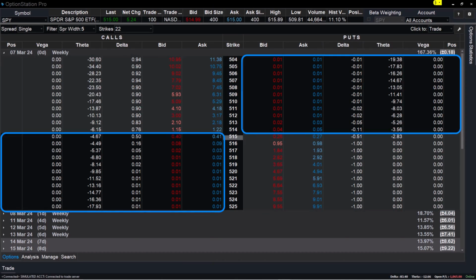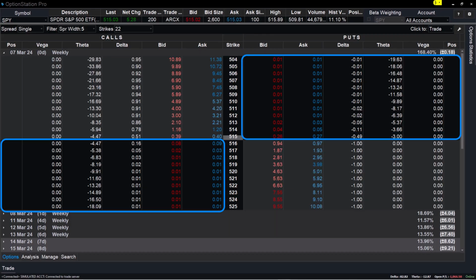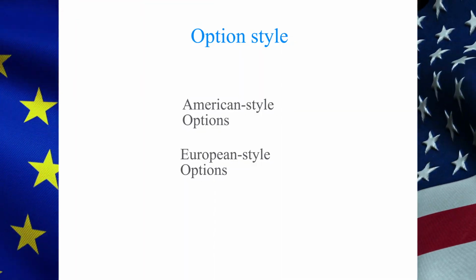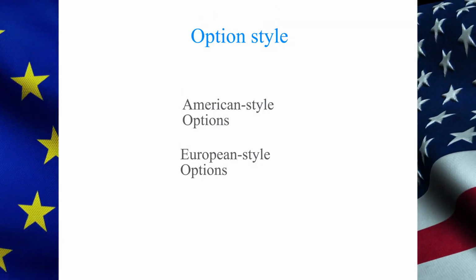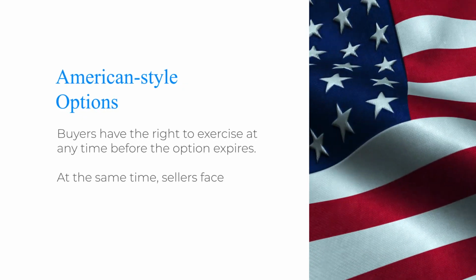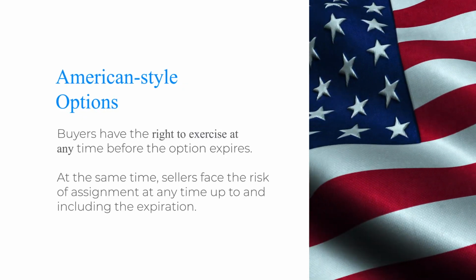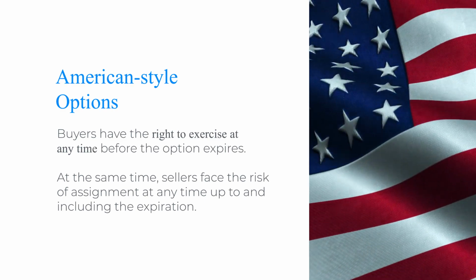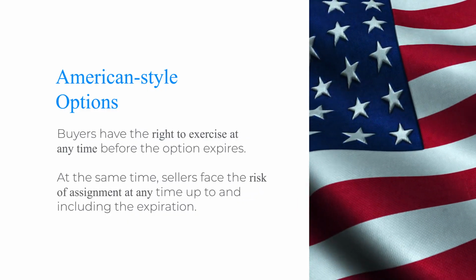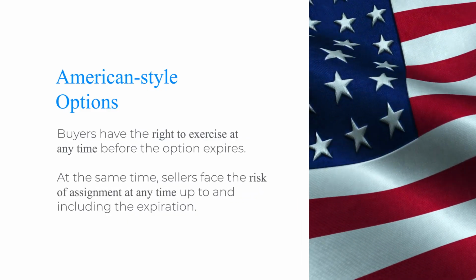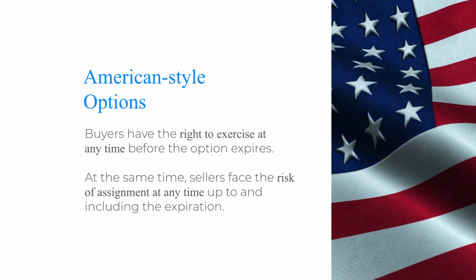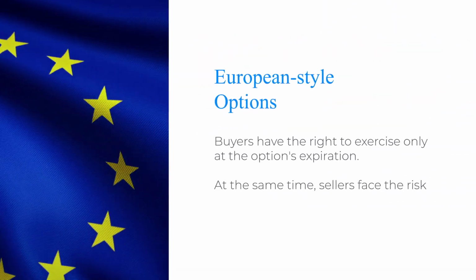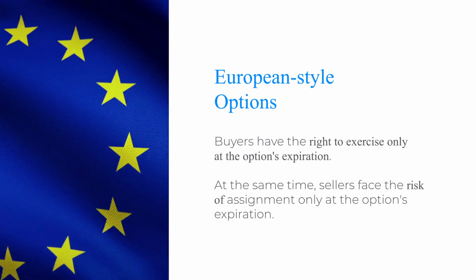At- or out-of-the-money options expire, and the seller retains the premium collected as profit while the buyer loses it. The style of the option is also a factor in the timing of the exercise or assignment. For American-style options, buyers have the right to exercise at any time before the option expires. At the same time, sellers face the risk of assignment at any time up to and including the expiration. In contrast, European-style options are only exercised and assigned at the option's expiration.